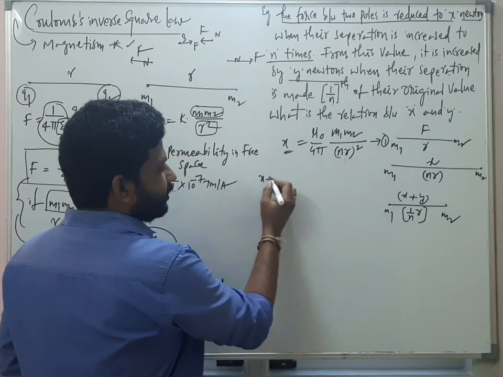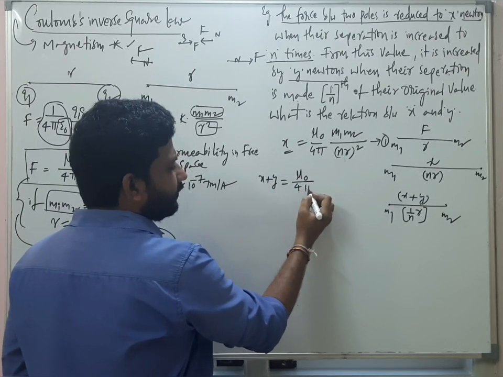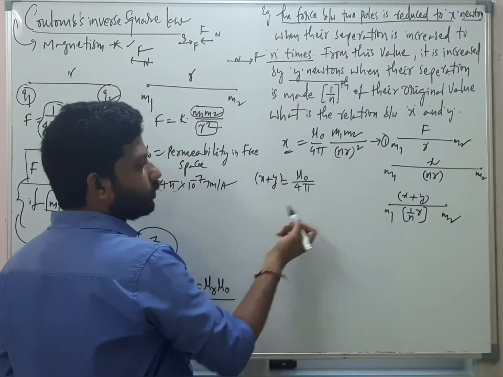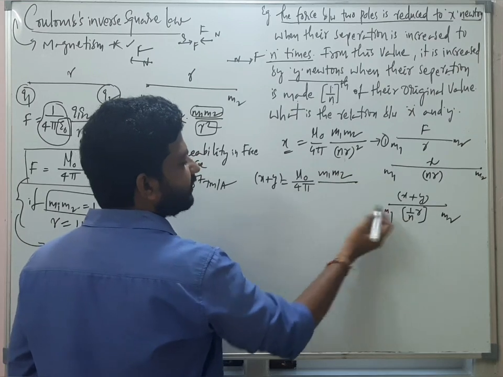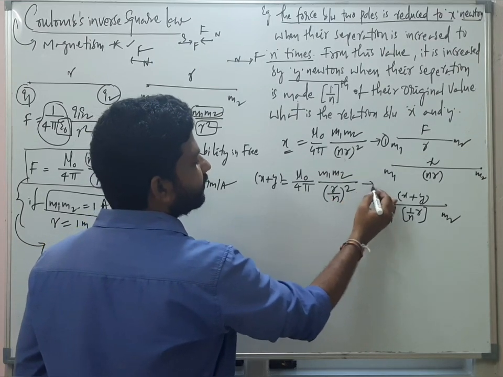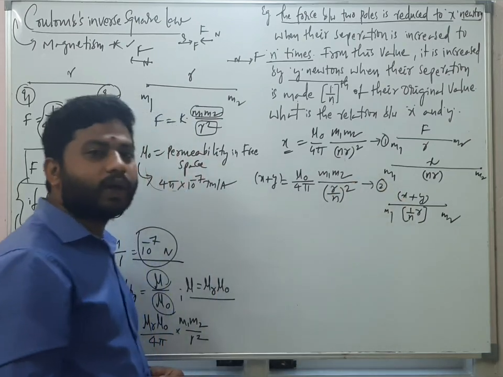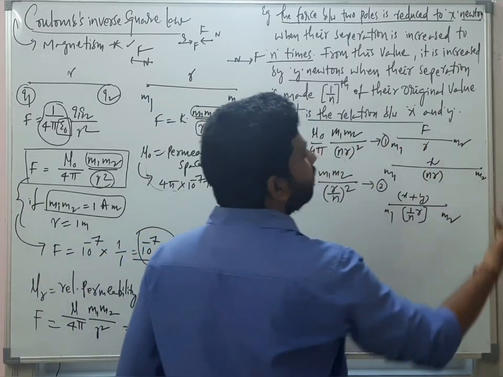So x plus y is equal to mu naught by 4 pi into m1 m2 by, what is this here? R by n whole square. Understand? So equation number 2. Now what is the question? What is the relation between x and y? That's the question.